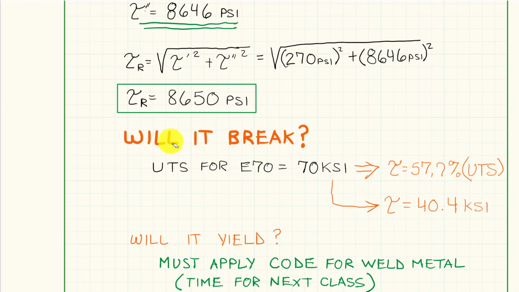Now the question is, will this break? If we're using E70 rod, and we assume right now it's going to fail in the weld across the effective throat area, this E70 has a 70 KSI rating. We have to apply the distortion theory, 57.7%, and find out that the shear strength of this is only going to be about 40 KSI. Now, if I look at this, this is smaller than this.